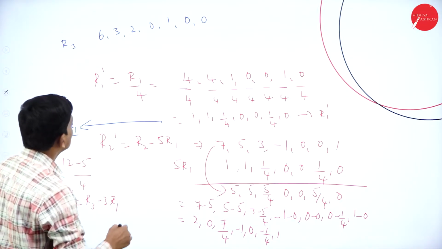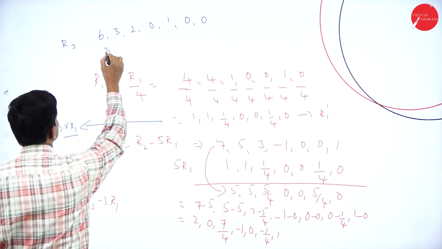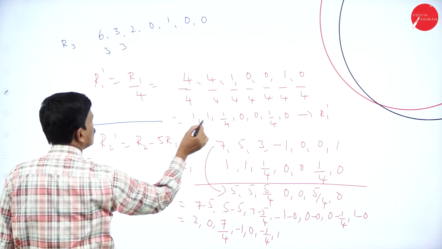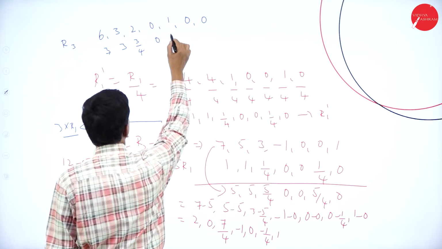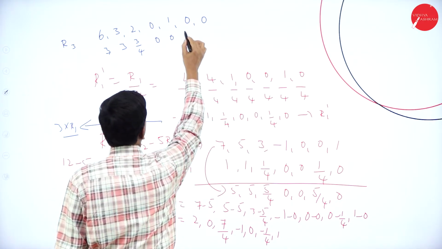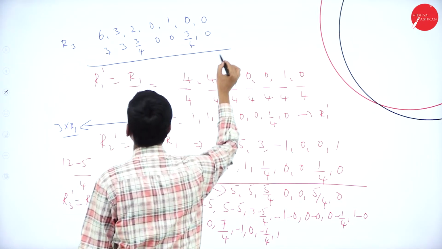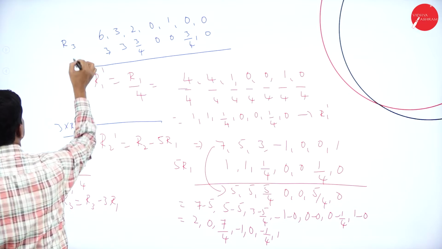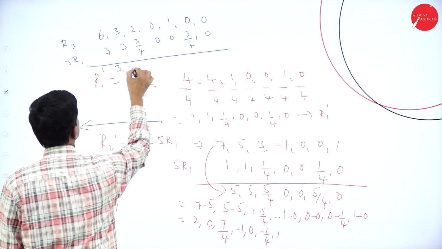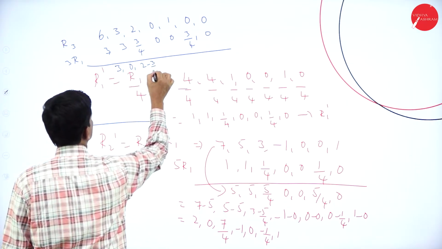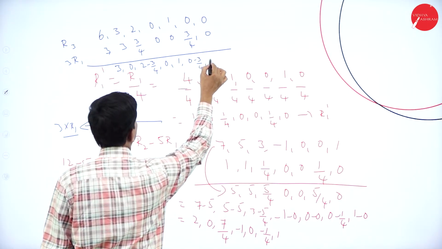If you multiply by 3, what will you get? So this is 3 into 1 is 3. Again 3 into 1 by 4 is 3 by 4. 0 0 3 by 4 and 0. Now subtract this. So this is 3R1. 6 minus 3 is 3. 3 minus 3 is 0. 2 minus 3 by 4. 0 1. 0 minus 3 by 4 and 0.